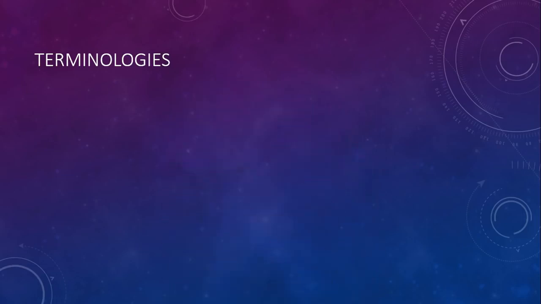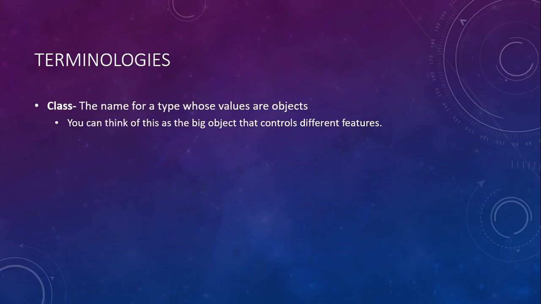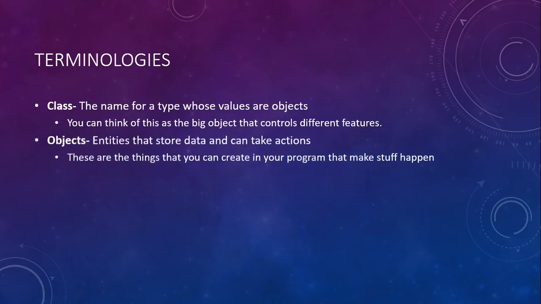Some quick terminology to throw at you for this lesson, because there are going to be some things we start throwing around as we move into some of these different topics. The first is, of course, class. A class is a name for a type whose values are objects. Everything we've been doing has been in a single class at this point, so it's not really something we have to worry about too much. But you can think of a class as the big object which controls different features. If you think back to our box example, the box would be like an object of that class.